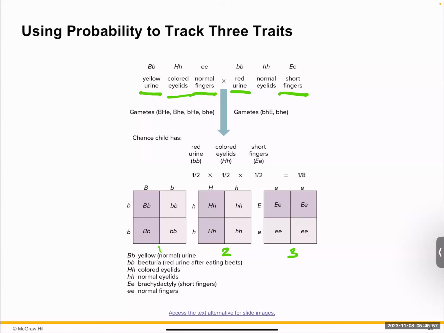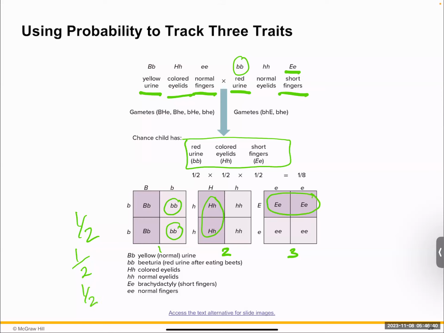So I want to have a child that has the following characteristics. Red urine means they have to have bb. So I look at my Punnett square, and 1/2 of it is going to have yellow urine. I'm looking for colored eyelids, which is created by a heterozygous genotype. So that's 2 of those, another 1/2. And then lastly, I'm looking for short fingers, which again is a heterozygous genotype. 2 of the portions of my Punnett square have that one.